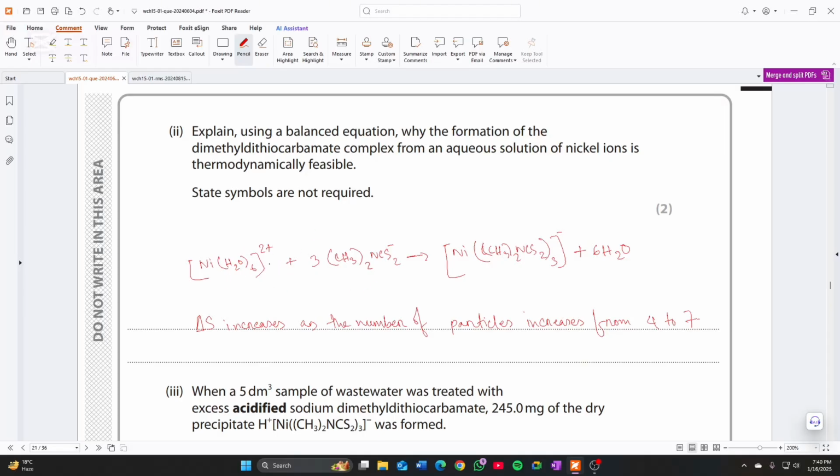Previously we had Ni with water ligands, but when we added this ligand, the ligands shifted, and therefore these six water ligands come out of the equation. Previously we had in total 4 moles, and after the reaction we have in total 7 moles. Since the number of particles increased, the entropy has increased, and therefore this reaction is thermodynamically feasible.